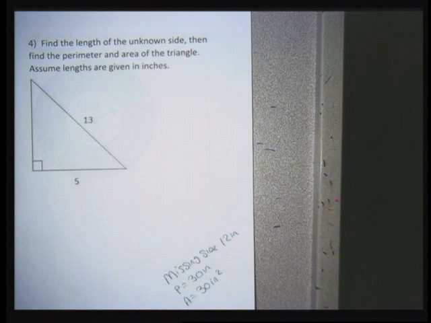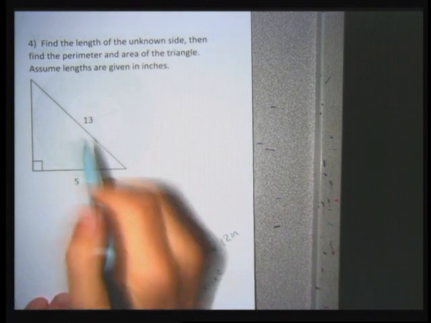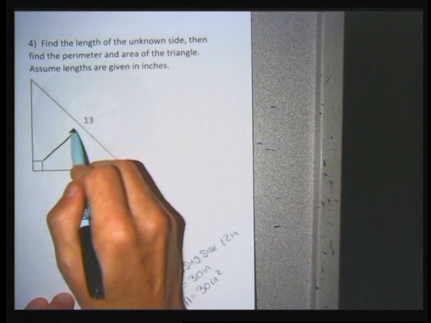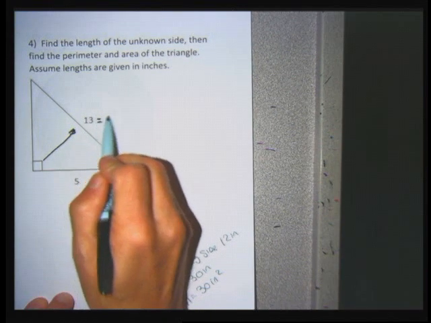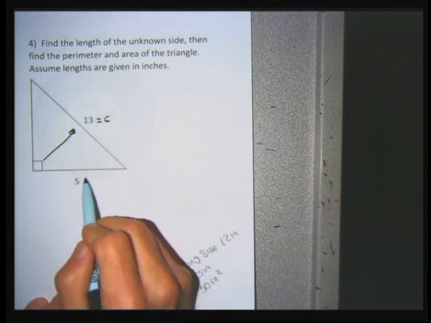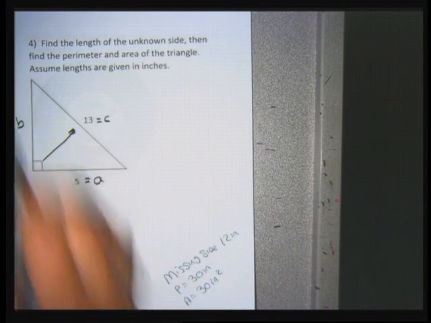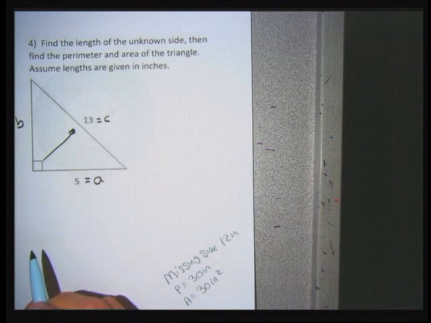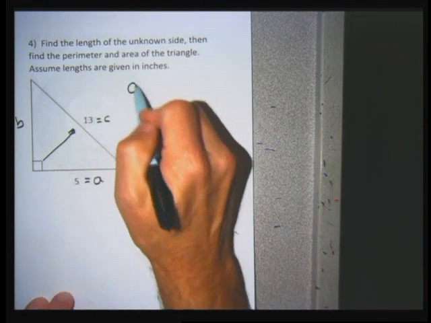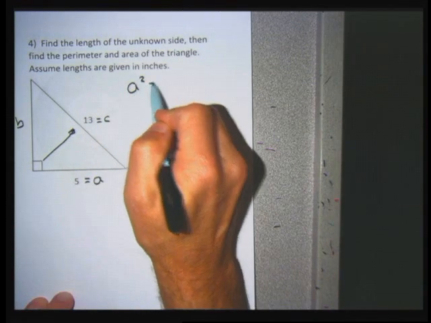Alright, first find the length of the unknown side, and then find the perimeter and the area. So first the unknown side, this is a right triangle. The side opposite the right angle has to be called C. The other legs are interchangeable for A and B. I'm going to call this unknown side, for now, B. Now I'm going to use the A squared plus B squared equals C squared formula.